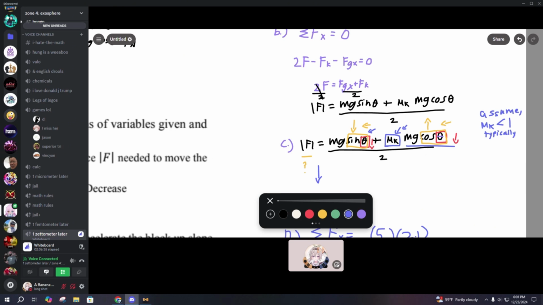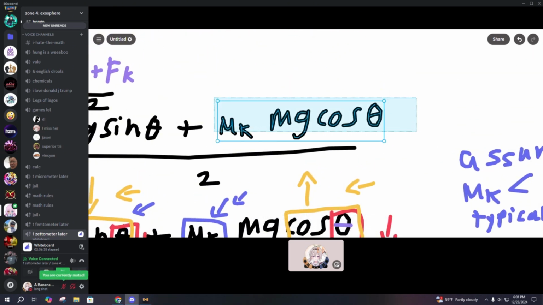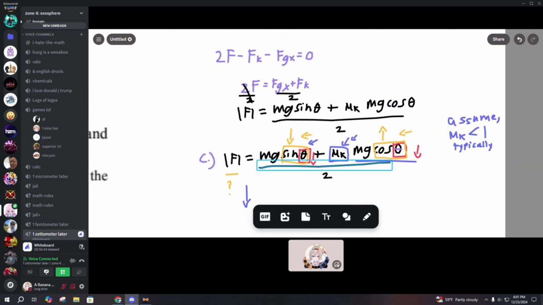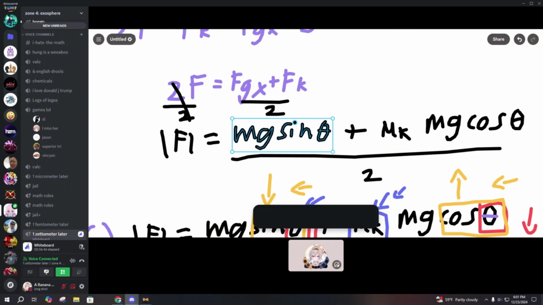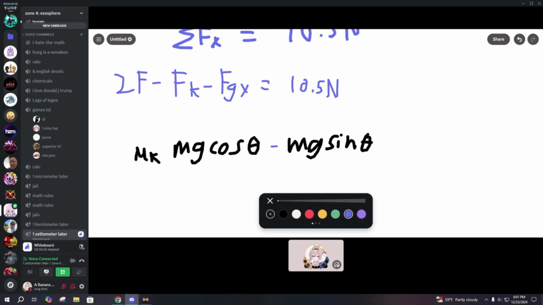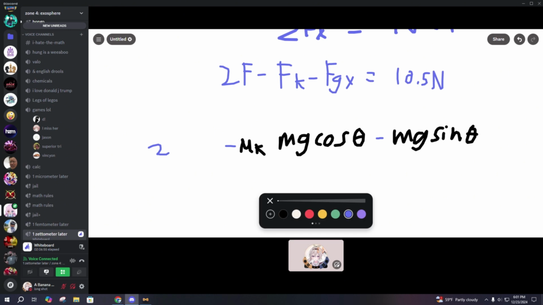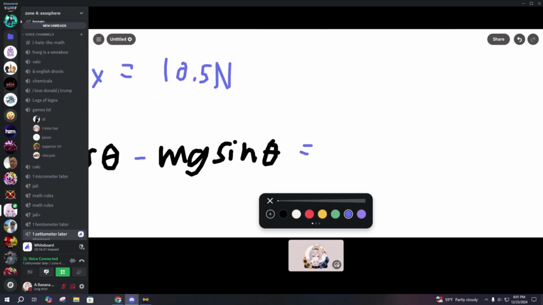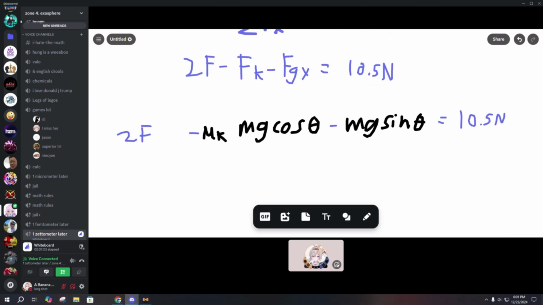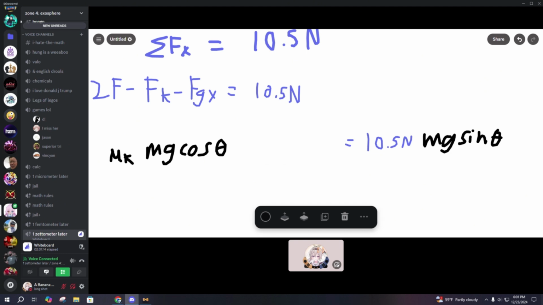Well, what is Fk? I established that earlier. Fk is simply mu k mg cosine theta. So I will take that and bring it down. What is Fgx? Fgx is right here, mg sine theta. So I will take that and bring it down. Minus, minus, and then 2F, and this is equal to 10.5 newtons. Well, what am I going to do? Move this expression and this expression to the other side to isolate for F. So I will add Fk to the other side, and I will add Fgx to the other side to remove them from this side and get them on the right side of the problem.